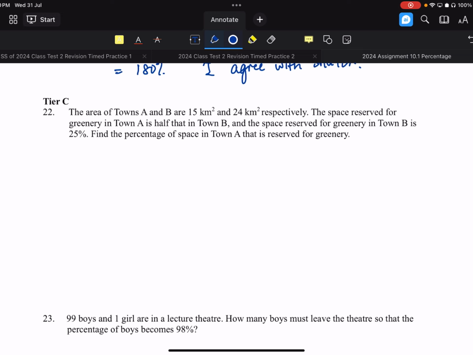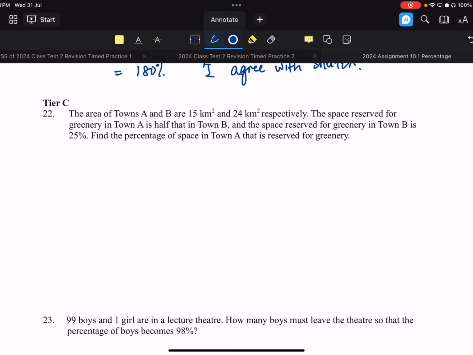So area of town A and town B are 15 square kilometers and 24 square kilometers respectively. The space reserved for the greenery in town A is half of town B. So this is important information, right? Can underline that. A is half of B. And the space reserved for B is 25%, right? So first thing we want to do is find the area of the space reserved for town B, because we know the percentage, we can find it, right?